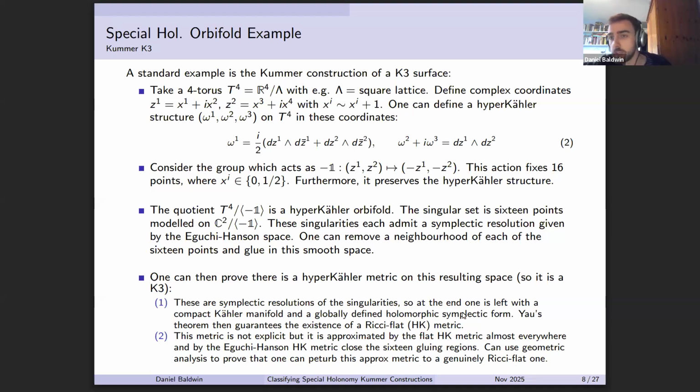You don't get the metric explicitly from this theorem, but you can approximate it by the flat hyperKähler metric almost everywhere, so the hyperKähler metric defined in equation 2. And then close to these 16 gluing regions, you can approximate the metric by the Eguchi-Hanson metric, so the hyperKähler metric that you have on the resolution of the singularities. And then you can use geometric analysis to prove that you can perturb this approximately hyperKähler metric to a genuinely hyperKähler one, to a genuinely Ricci-flat metric.